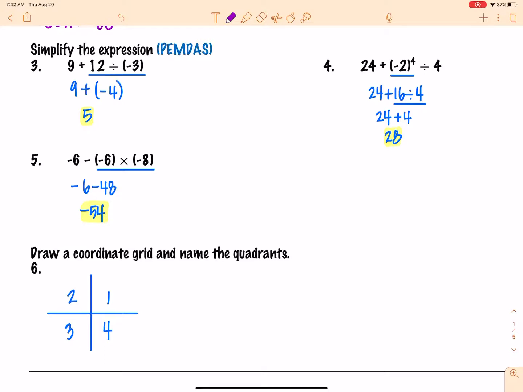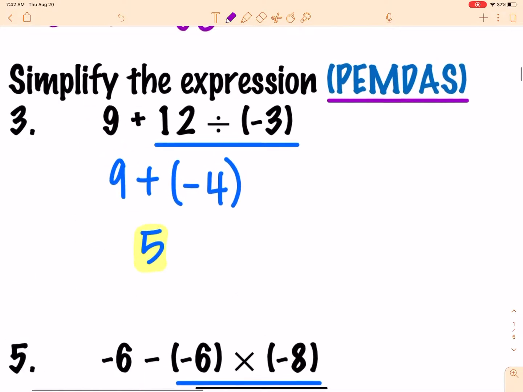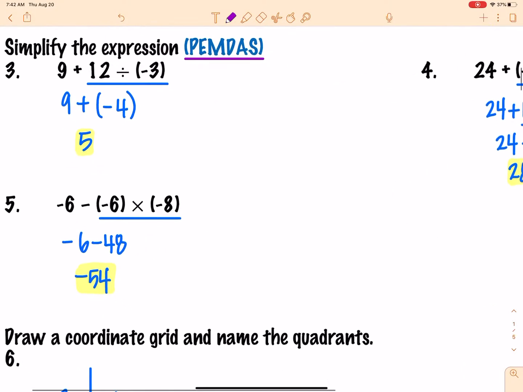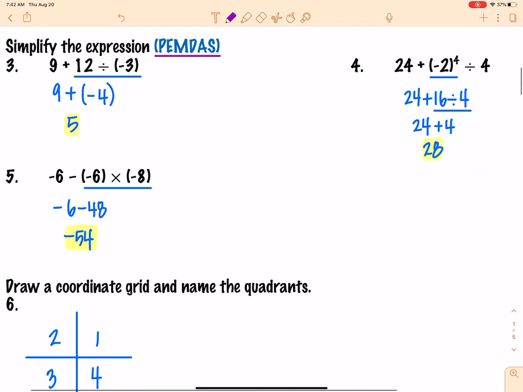So first one is 5. Number 4 is 28. Number 5 is negative 54. So what I was showing you here is that if you're someone who keeps on messing up your symbols, you just are messing up somehow, I like to underline. I use PEMDAS, obviously. That's how we should all be doing it. But I underline what I should be doing first. So like for the number 3, the first thing you should be doing is division. So I just underline that section of the problem I'm doing just to concentrate more on what exactly I'm doing. So those of you guys who need the extra help, please start just going slowly, step by step.